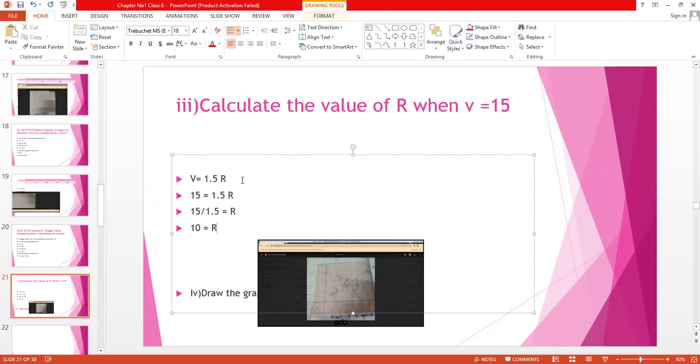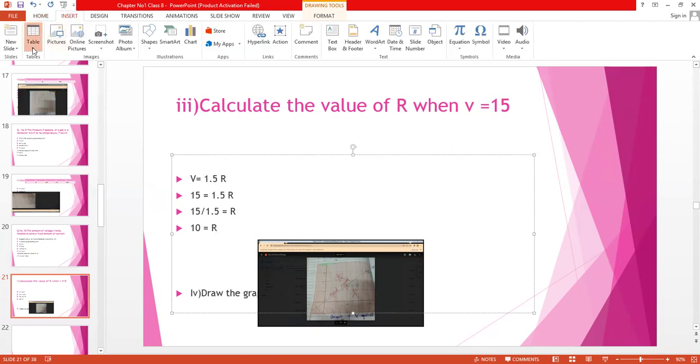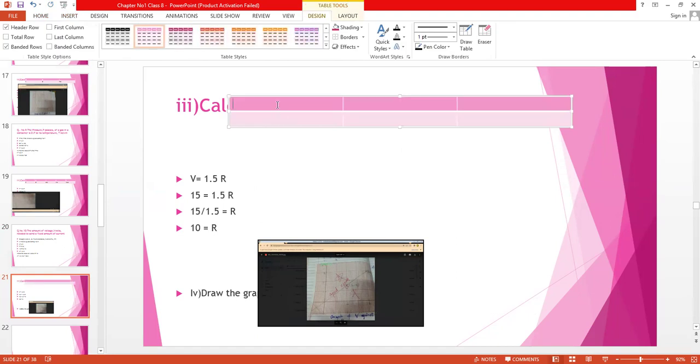When R is equal to 0, V is also equal to 0 because 1.5 times 0 is 0. When R is equal to 1, V is equal to 1.5 because the change in V depends upon the value of K. Again, I have to insert a table. I put a small table. Which variable is on the right side? R. So I have to write R on the top and V on the bottom.